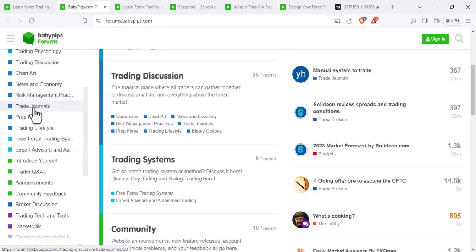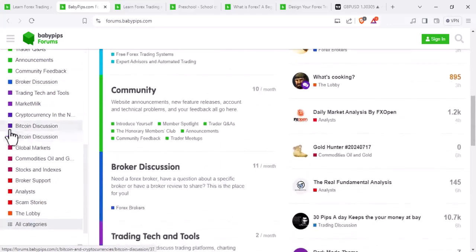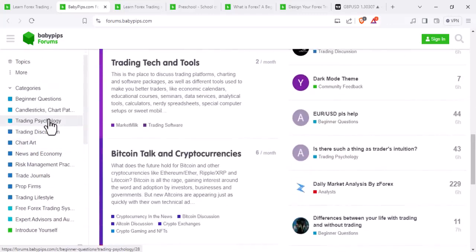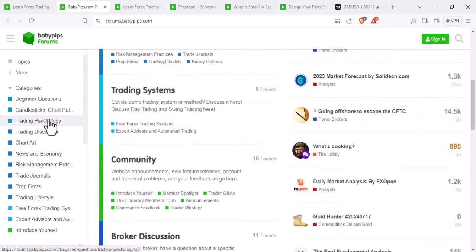risk management, trade journals, prop firms, trading lifestyle. There are lots of topics you want to have answers to. You can come here and go through it.